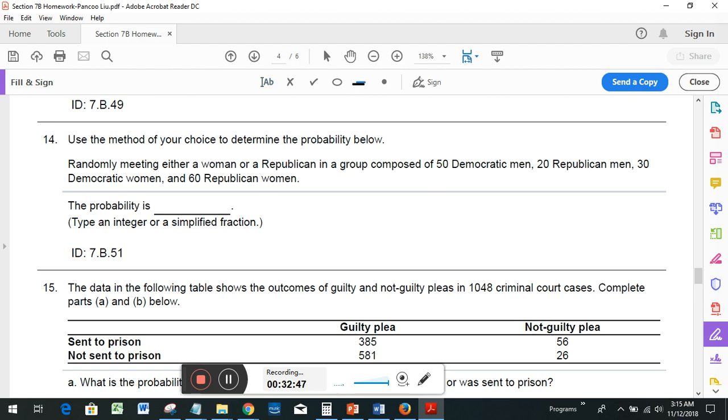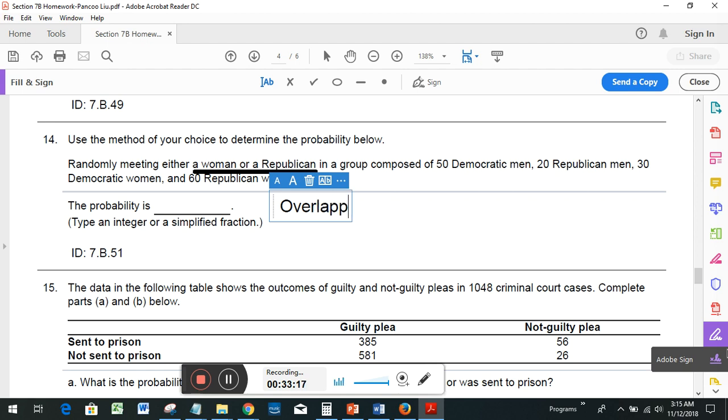So here, number 14 says, randomly meeting either a woman or a Republican. And the reason why we can tell that it's overlapping is because you can have an individual who is a woman and a Republican. Since both of them could be at the same time, it's considered overlapping. So let me write down the formula for overlapping. Overlapping has 3 probabilities. Overlapping will be equal to the probability of the first event plus the probability of the second event minus the probability of the combination of the two.